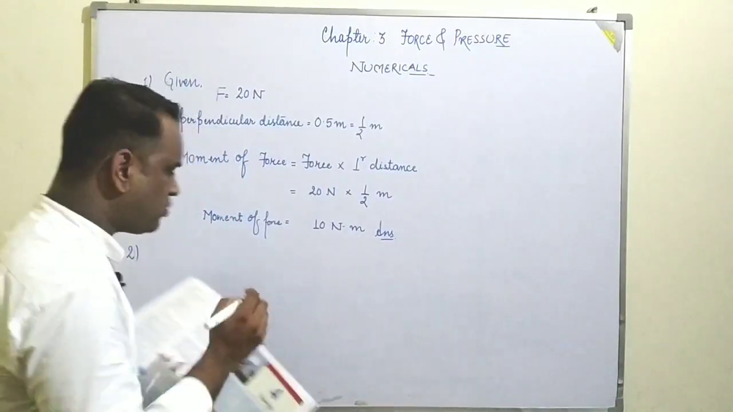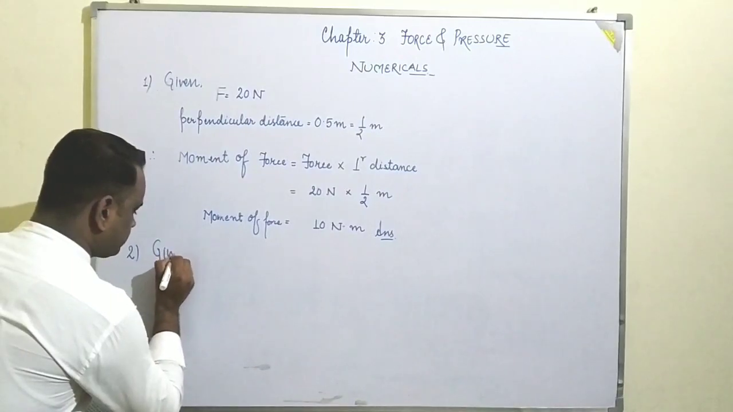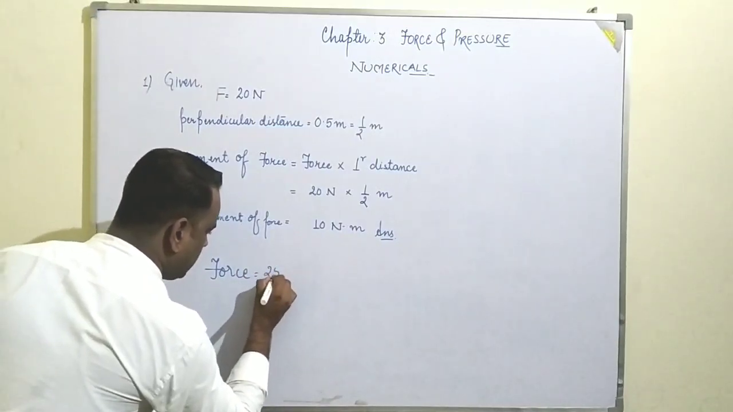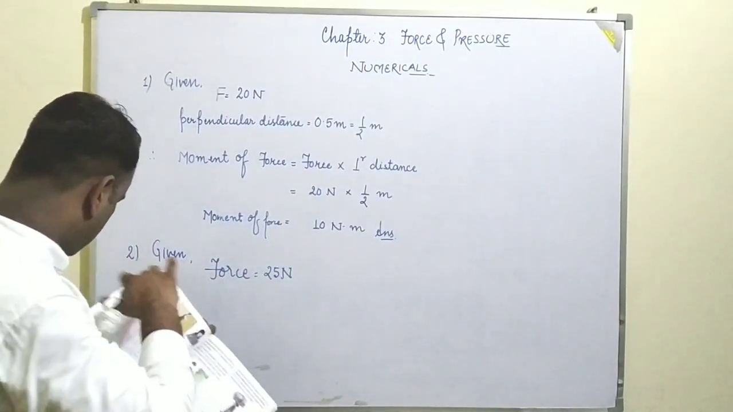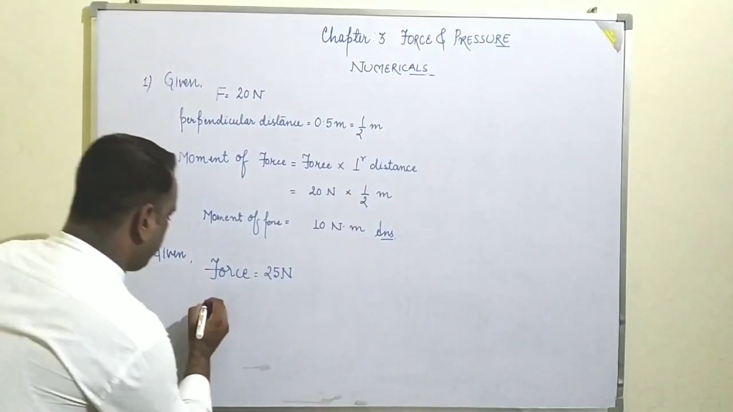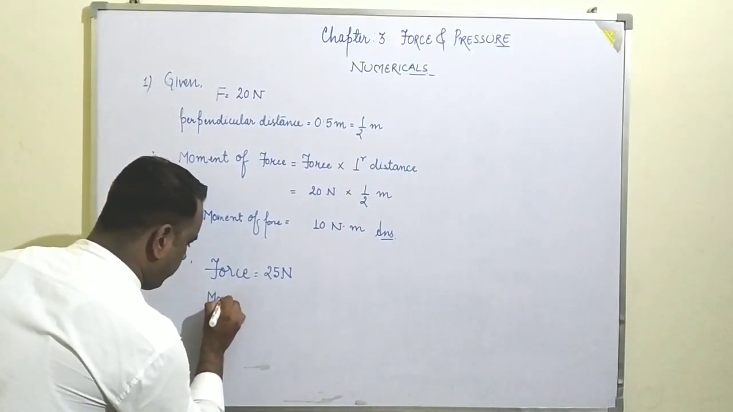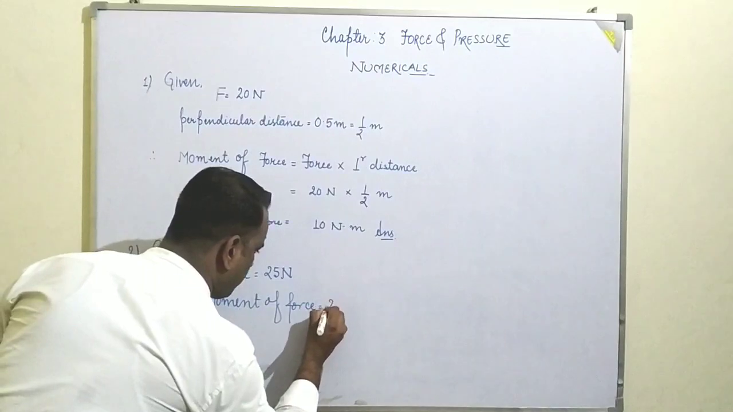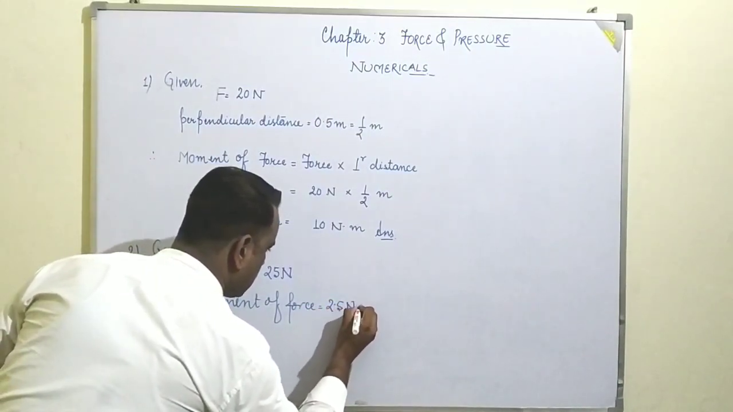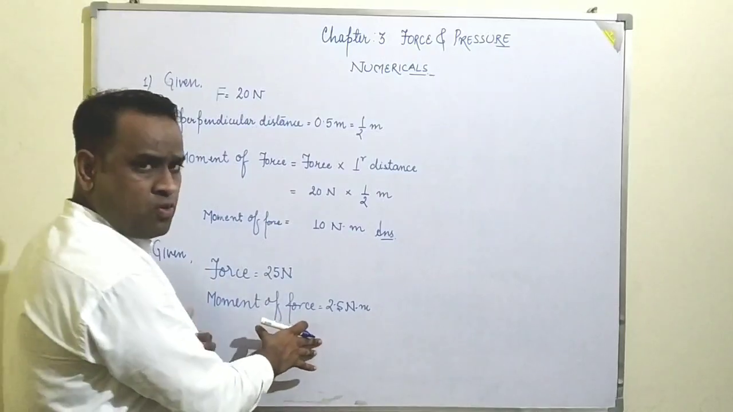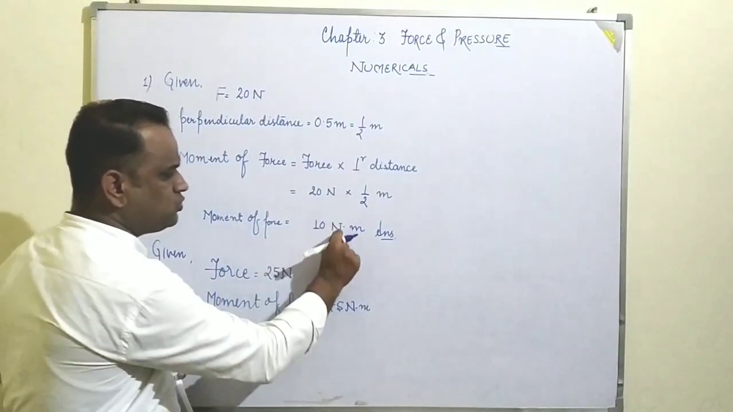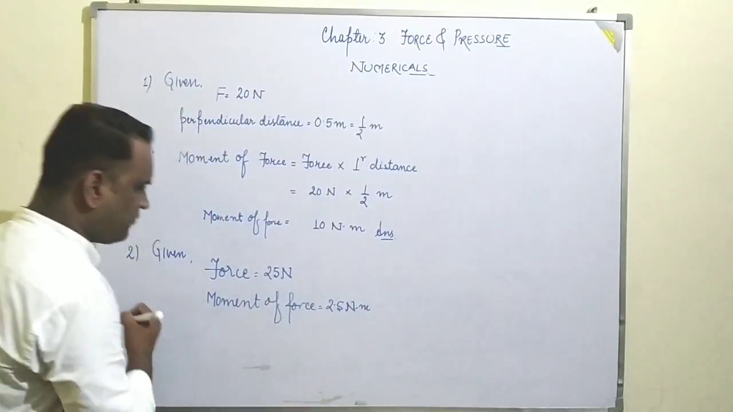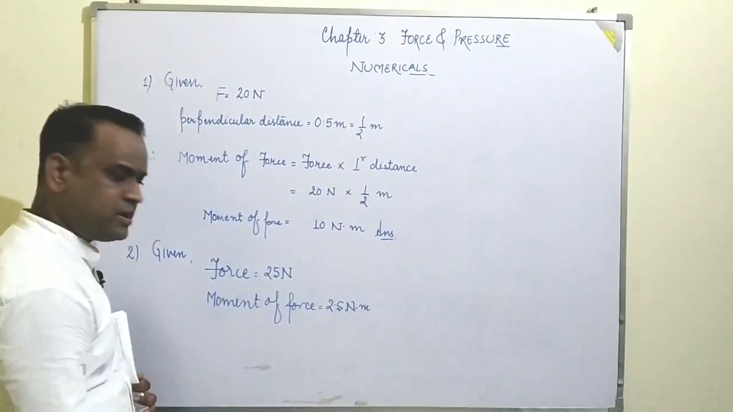So here what is given? The force is given: force is equal to 25 Newton. The moment of force is also given as 2.5 Newton meter. How do we come to know that this is the moment of force? Because the unit of moment of force is Newton meter. So now what we have to calculate is the perpendicular distance.